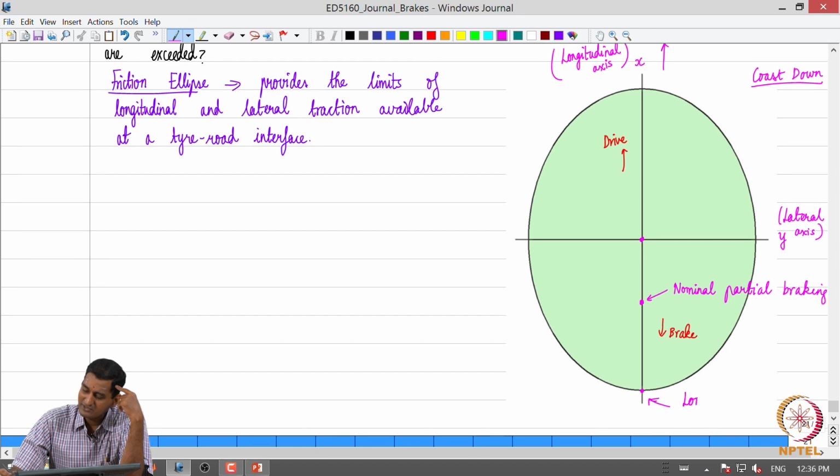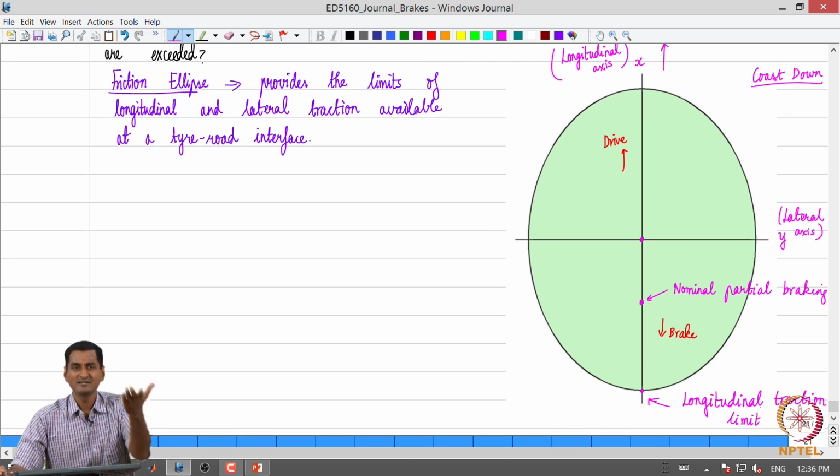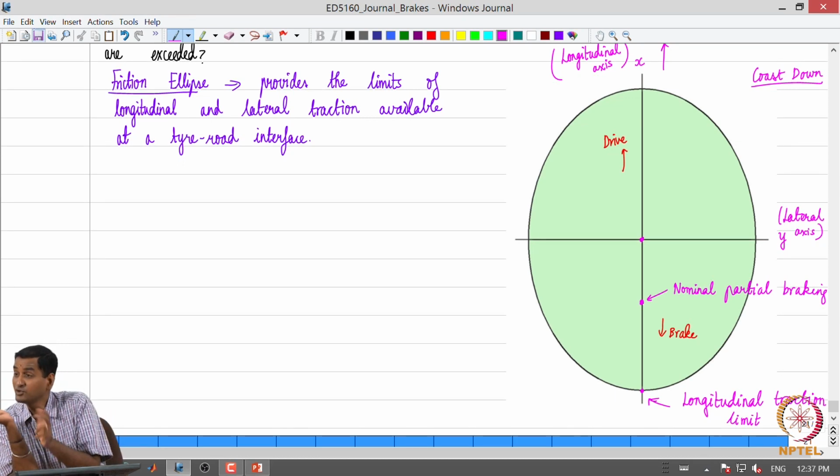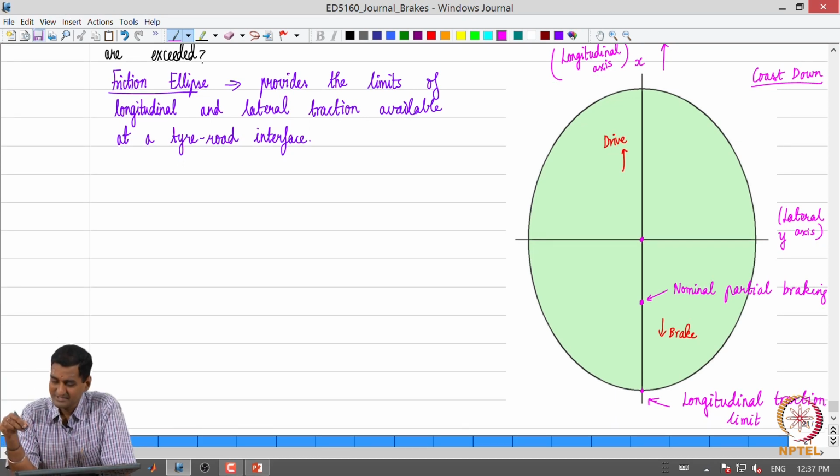So this is the longitudinal traction limit. So now I hope it is clear what is called a traction limit. It does not matter which direction we are talking about, the traction limit conveys to us what is the maximum force that we can get at a particular tire road interface, right. So that is the longitudinal traction limit during braking, alright. Of course, the top point indicates the longitudinal traction limit during drive. We are looking at braking, so we will look at this.